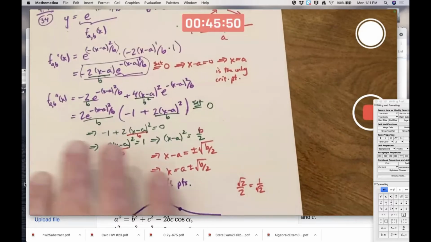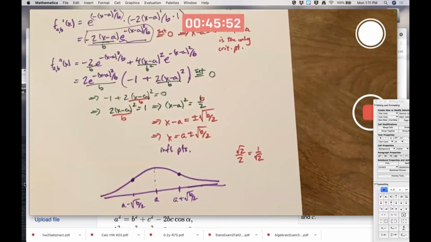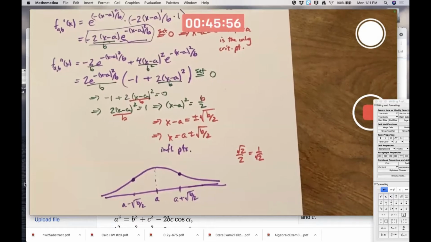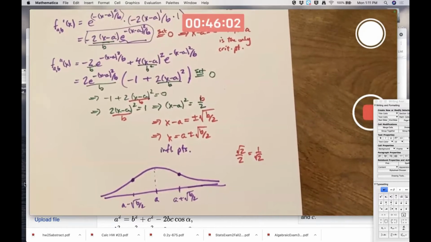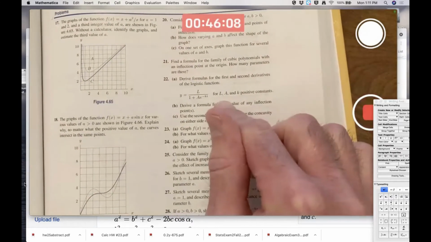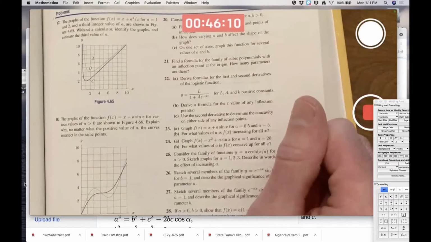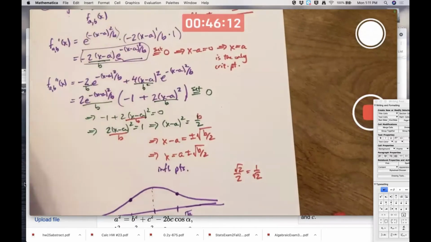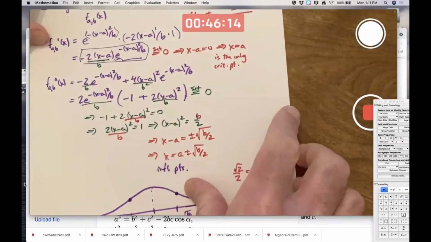Can I clarify anything? Please let me know if I can. That took longer than I was expecting, than I was hoping. I was also going to look at problem number 22, but I think that'll take too much time. I think it would be best if we now do some related rates problems.